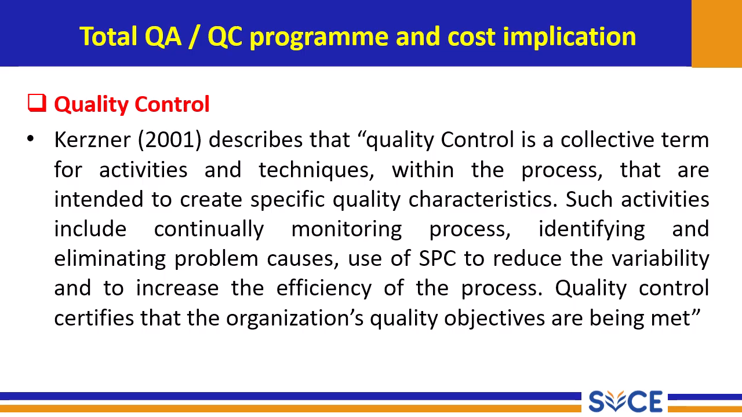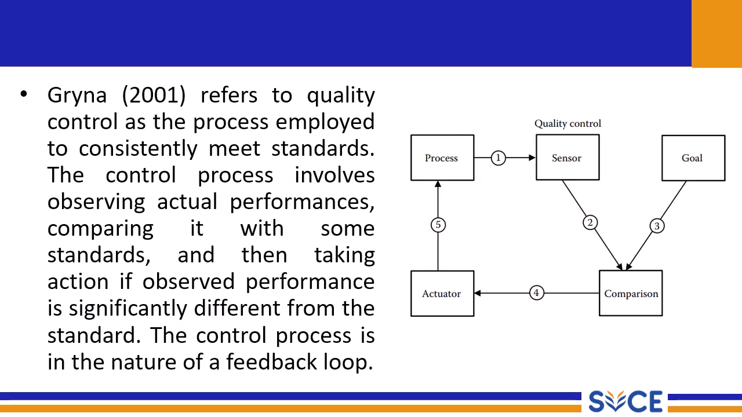So as the author said, quality control is a collective term within the process, which is intended to create certain quality characteristics. Here we are going to use techniques called SPC, statistical process control, to reduce the variability and also increase the efficiency of the process. Another author refers to quality control as a process employed to consistently meet standards.